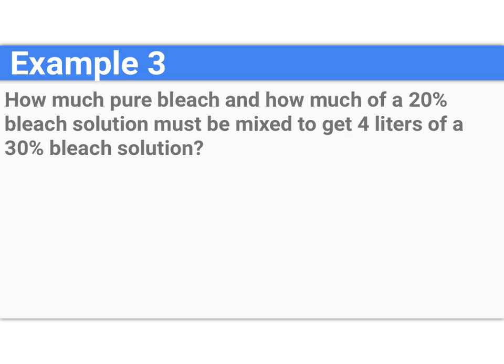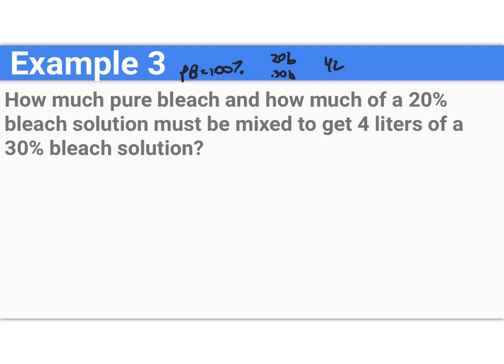Okay, how much pure bleach and how much of a 20% bleach solution must be mixed to get 4 liters of a 30% bleach solution? All right, so what are we going to do? How are we going to do this? All right, so pure bleach, let's call this PB. PB equals 100%. And then you get a 20% bleach, and then a 30% bleach, and you get 4 liters. All right, so these are the numbers that we're dealing with. So how do we put all of these things together?